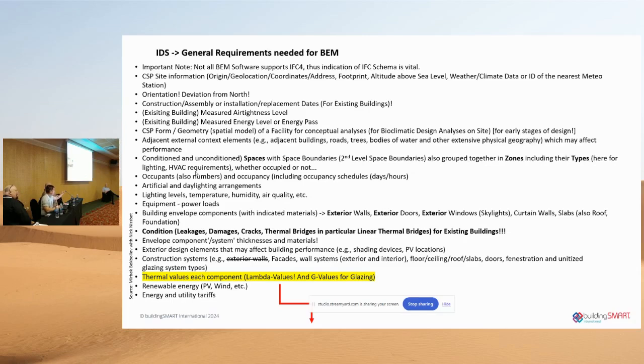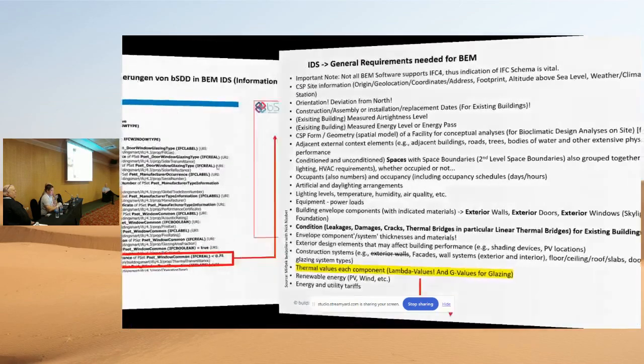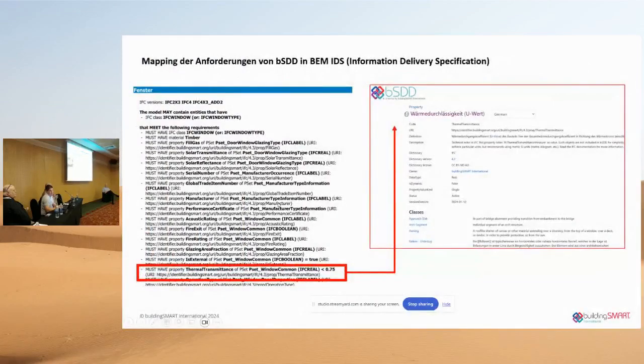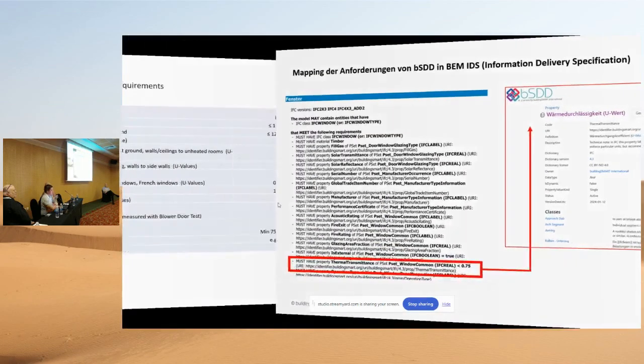And as you can see here, just one example. Condition, air leakages, air tightness, you can also capture in the building. You can also provide vital information like thermal conductivity, also in IDS. And it's a part of a schema. It's a very important property.